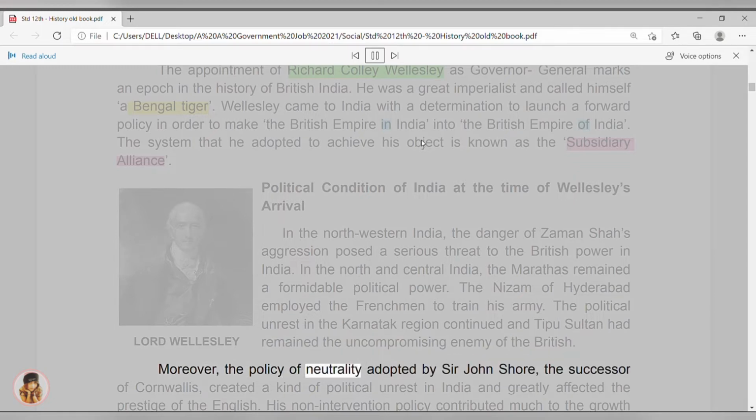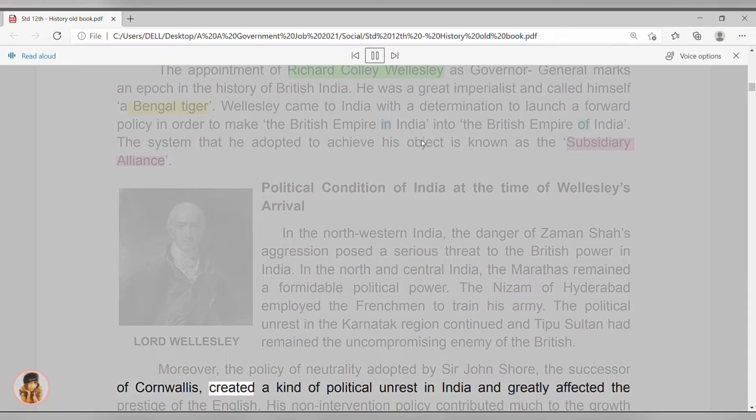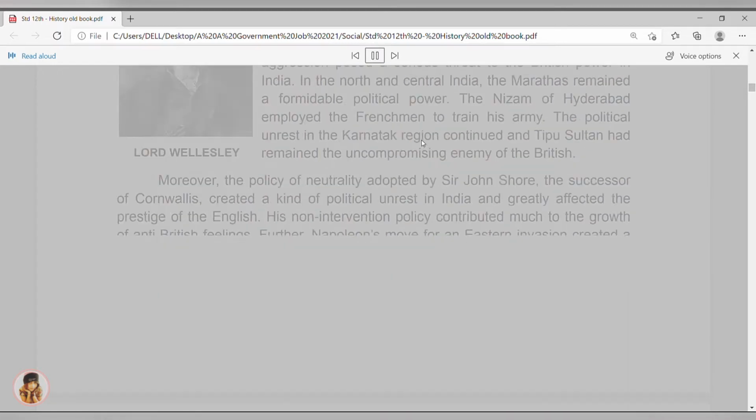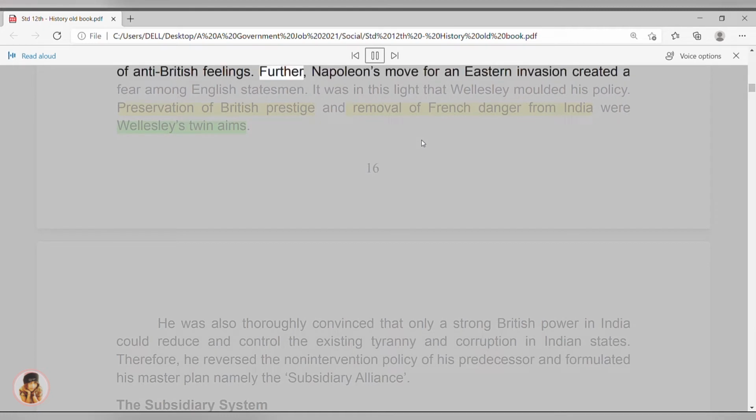Moreover, the policy of neutrality adopted by Sir John Shore, the successor of Cornwallis, created a kind of political unrest in India and greatly affected the prestige of the English. His non-intervention policy contributed much to the growth of anti-British feelings. Further, Napoleon's move for an eastern invasion created a fear among English statesmen. It was in this light that Wellesley molded his policy.